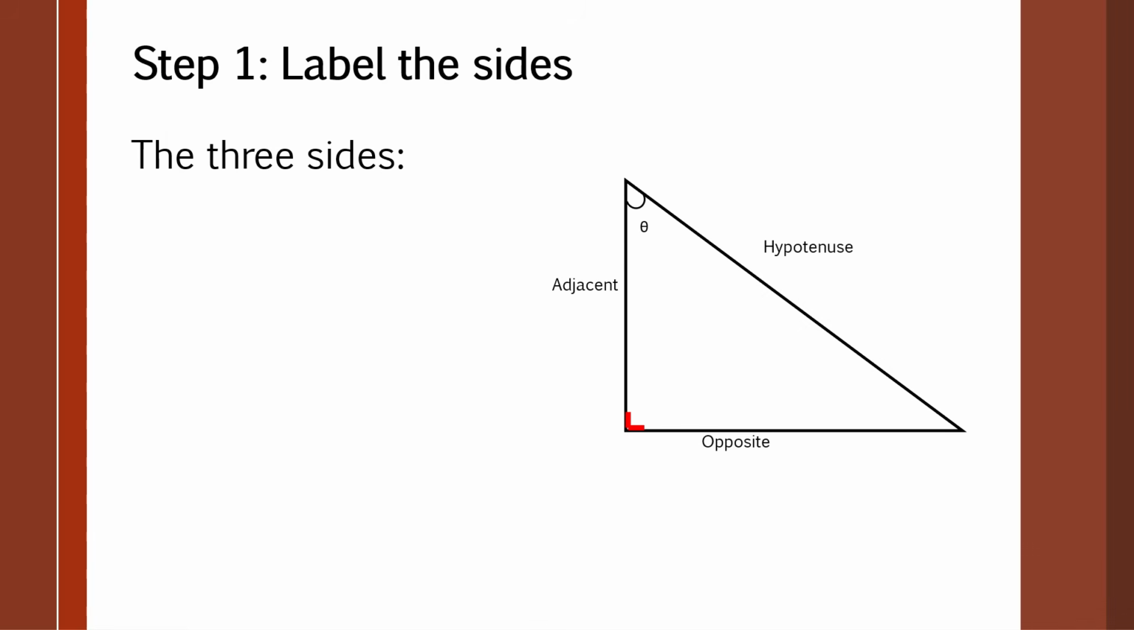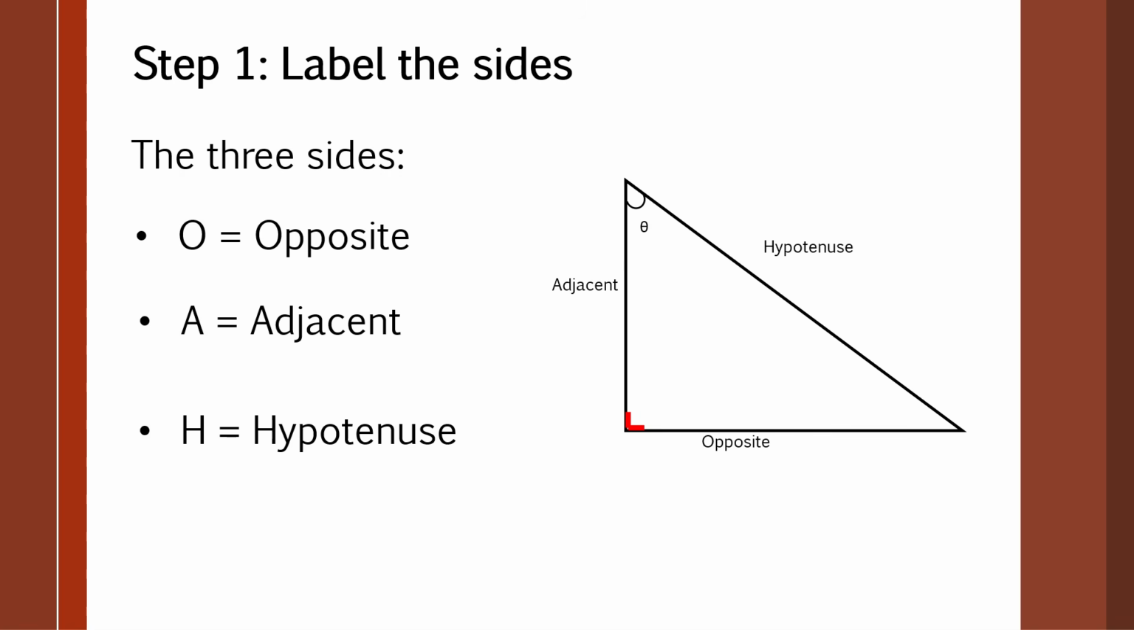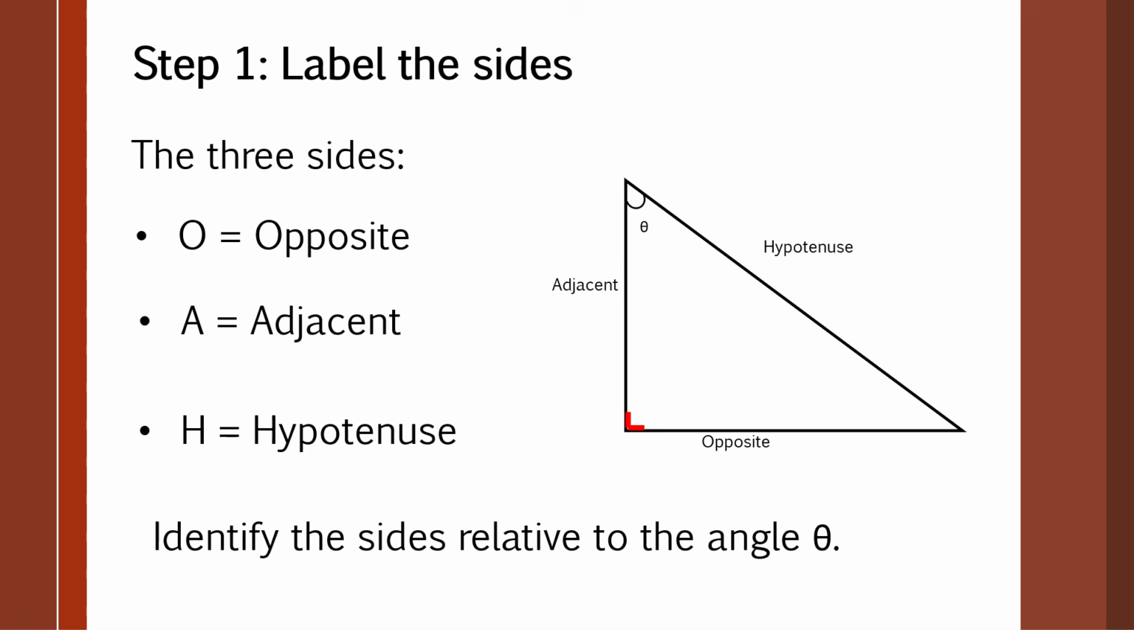Label the sides. Remember, O stands for opposite, A stands for adjacent, and H stands for hypotenuse. The hypotenuse is always opposite the right angle. The opposite and adjacent sides are identified relative to the angle theta. Once we have labeled the sides, we can decide which trigonometric ratio to use.